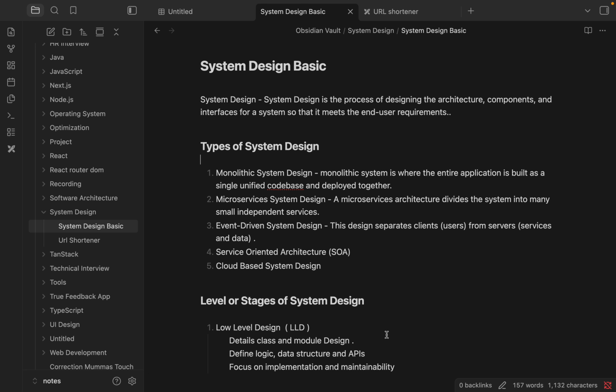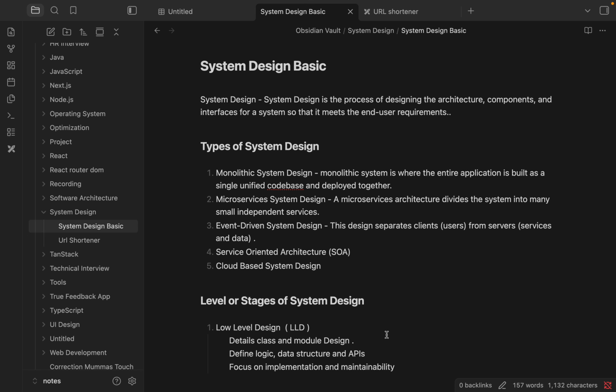Let's start the new series, that is system design. System design is a process of designing the architecture, components, and interfaces for the system so that it meets the end user requirements.